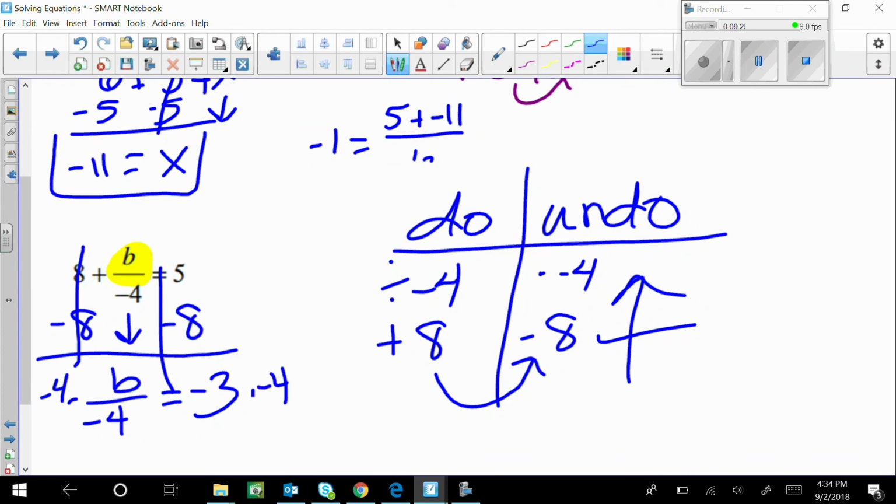Negative 4 times negative 1/4 is 1, so I'm going to get rid of that. So I have b equals 12. And there you go. Check this out.